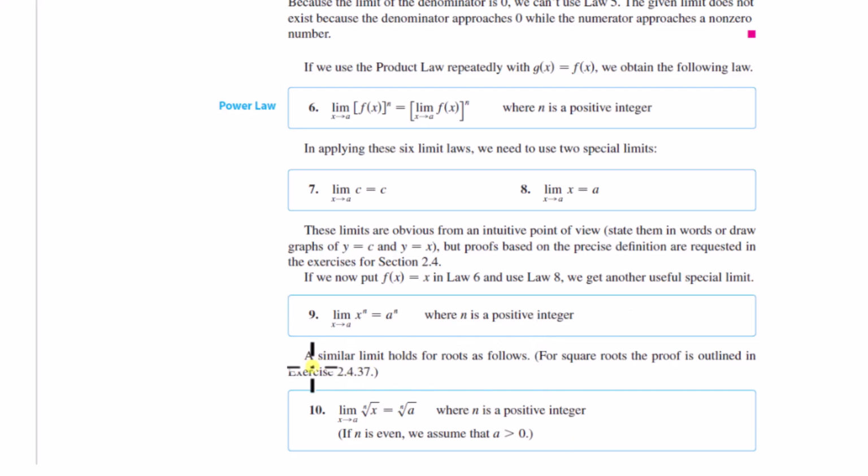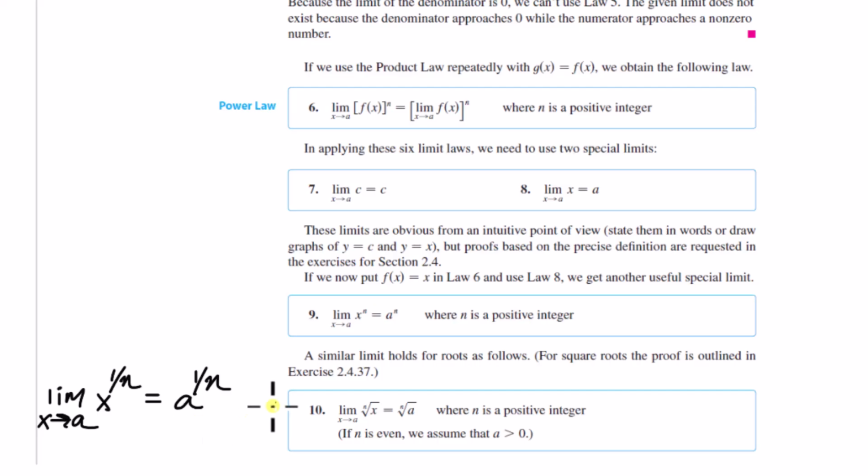Okay, now it says a similar limit holds true for roots as follows. The limit as x approaches a of the nth root of x is equal to the nth root of a. So here we were saying the limit as x approaches a of x to the n is equal to a to the n. Here we've got the limit as x approaches a of the nth root of x is equal to the nth root of a. They don't prove this right here, but you can think about how we could write this as the limit as x approaches a of x to the 1 over n is equal to a to the 1 over n, right?